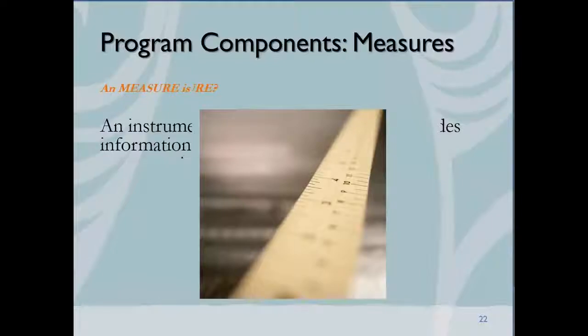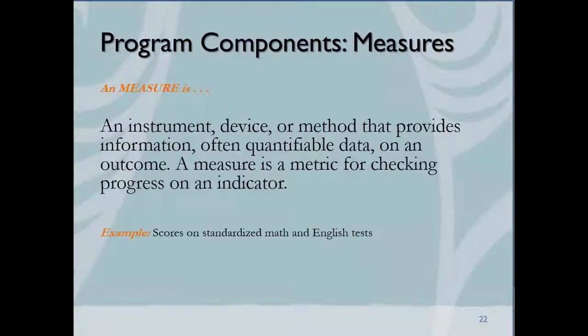So I want to move on to measures. And a measure is an instrument or a device or a method that provides information. It's often quantifiable data on an outcome. A measure is a metric for checking on progress of an indicator. The example here, again, discussing math and English test, is the scores on the standardized test, so the actual measures that we'll be looking at for this particular component.